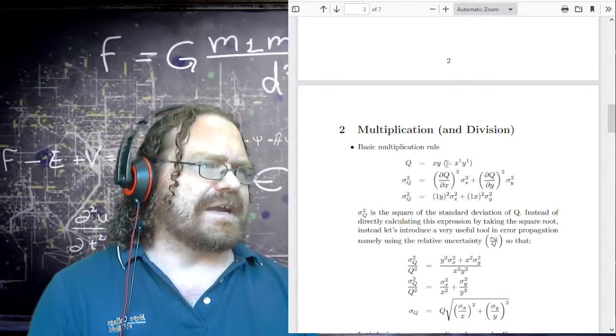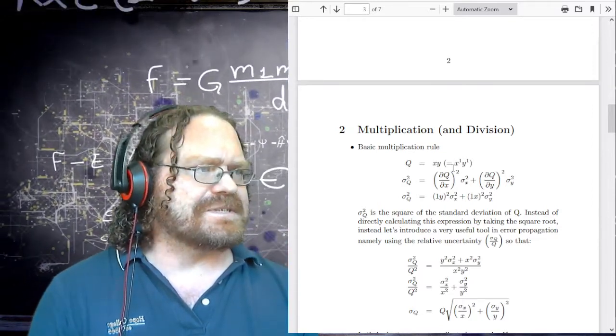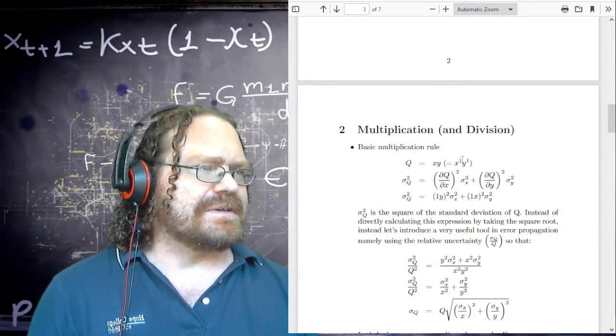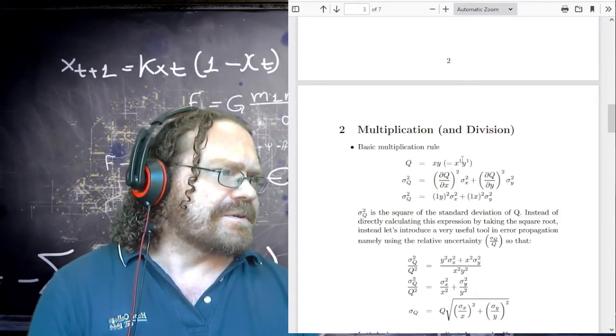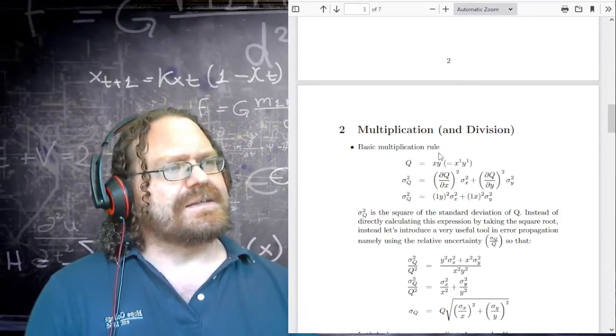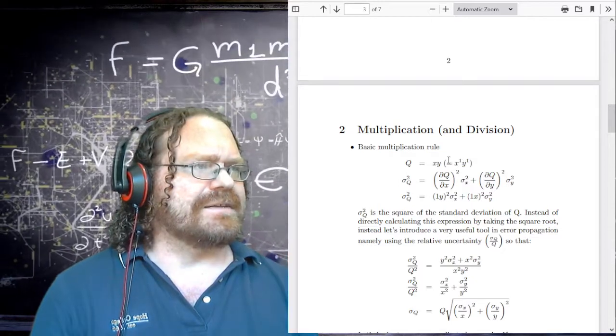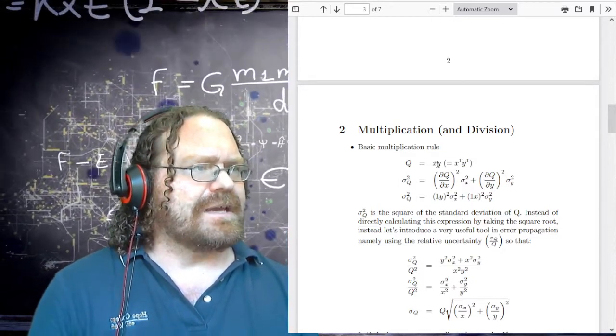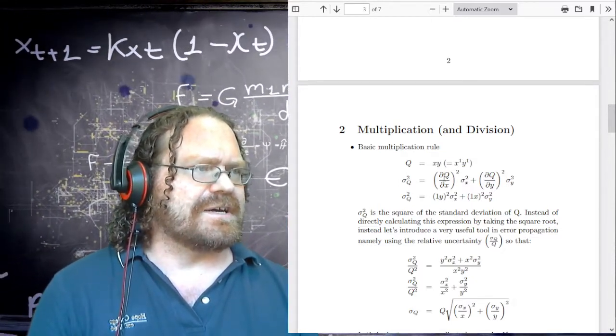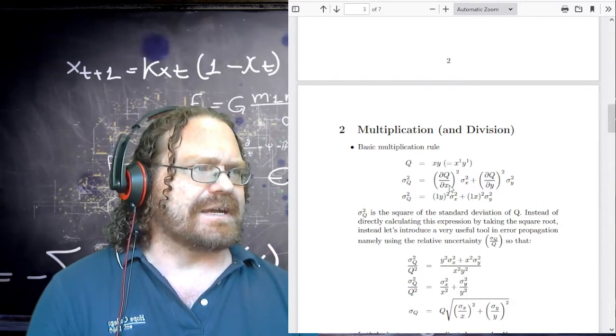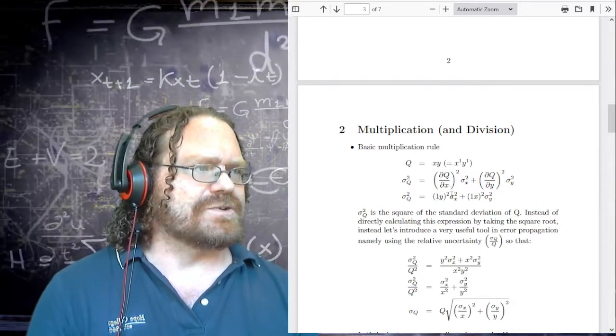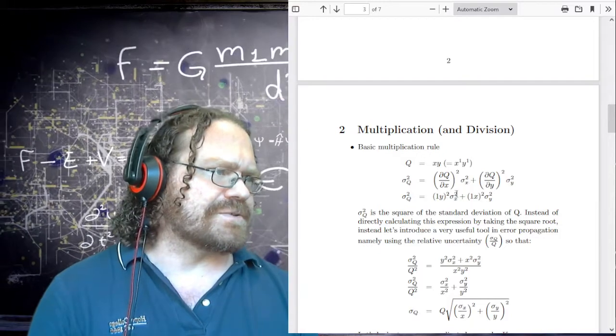We take the partial of x to the first, and remember the 1 drops down, and then it's x to the 0. Now you have to subtract 1, and so that's x to the 0. So that's just left over 1, and so we have a 1 right there, and our y is treated as a constant when we're taking the partial with respect to x, and so we're left with 1 y squared, times sigma x squared.